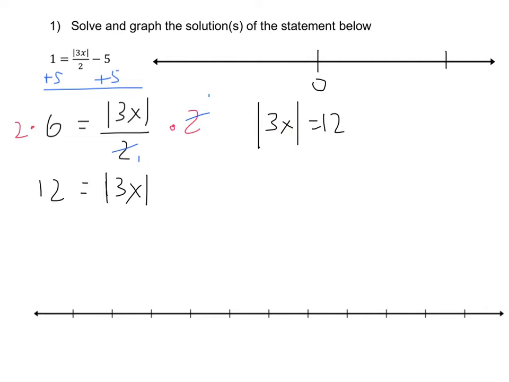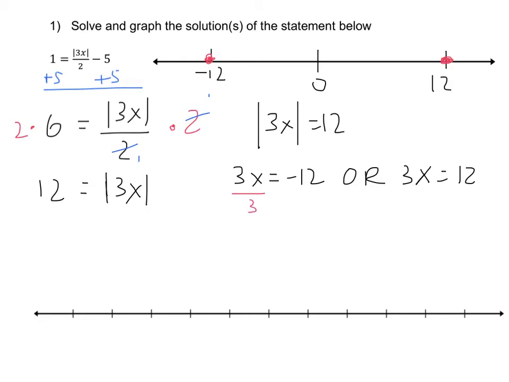So let's think about it. What numbers are 12 spaces away from 0? Well, that would be 12 and negative 12. So this thing here inside the absolute value, 3x, could be equal to 12, or it could be equal to negative 12, because those are the two numbers that are 12 spaces away from 0. So what we really need to solve are these two equations. 3x is either equal to negative 12, or 3x is equal to positive 12. These are really simple equations to solve.